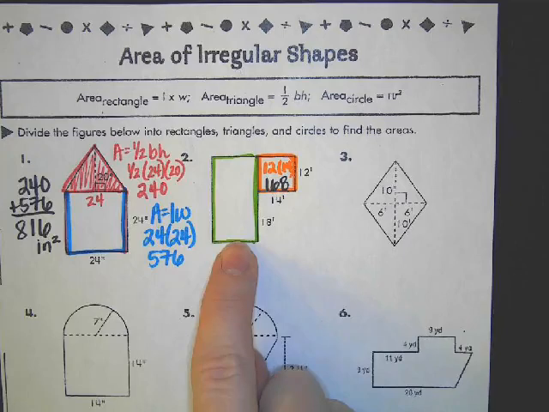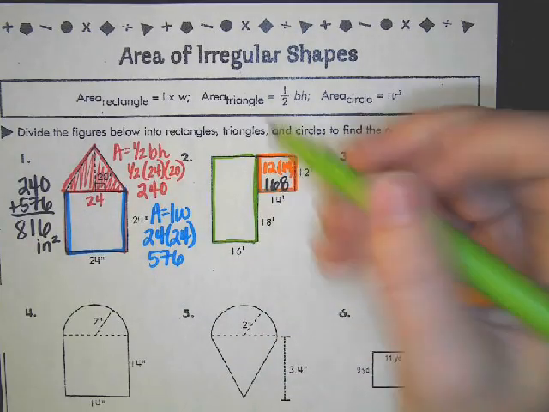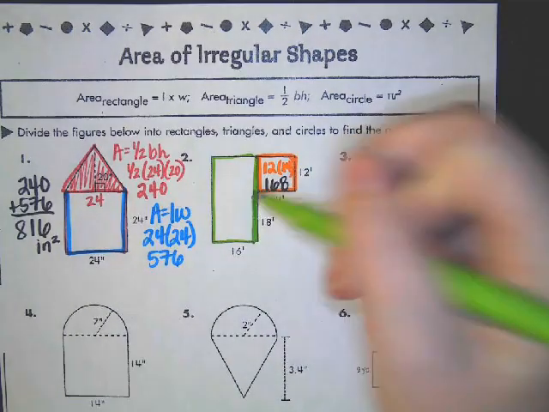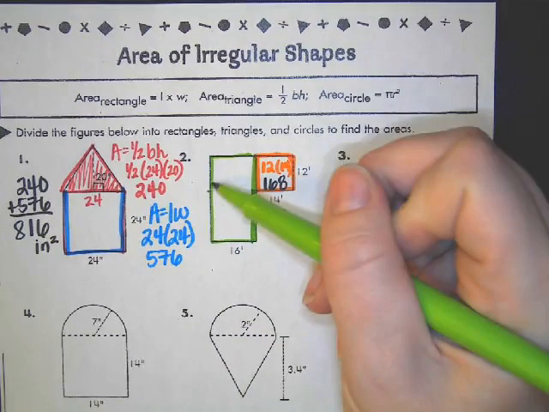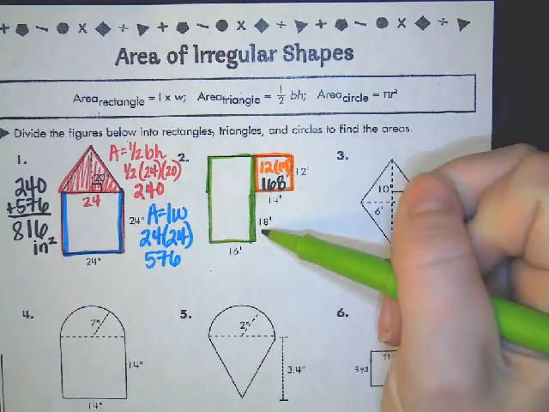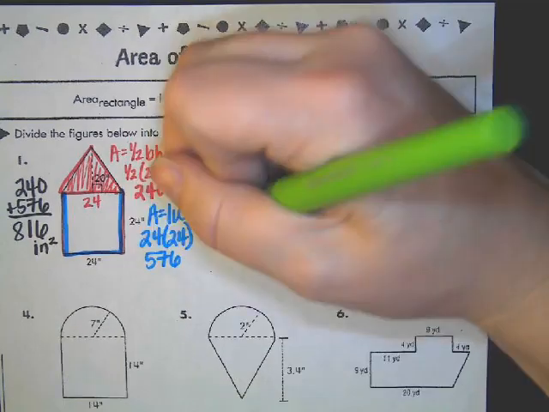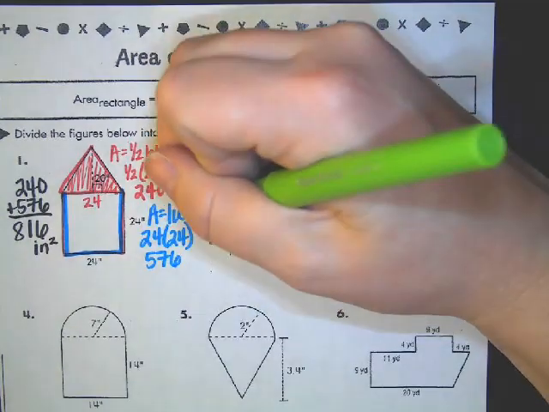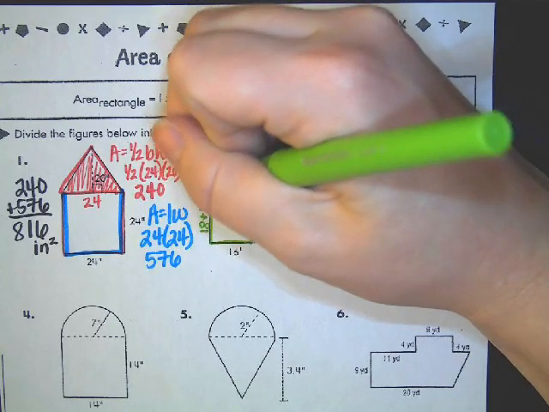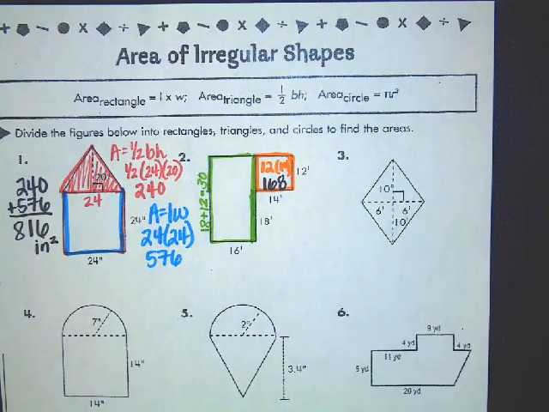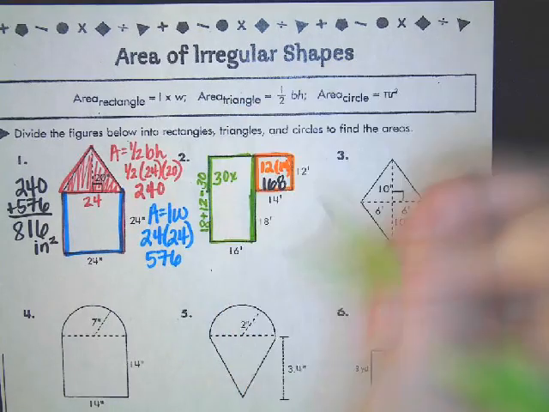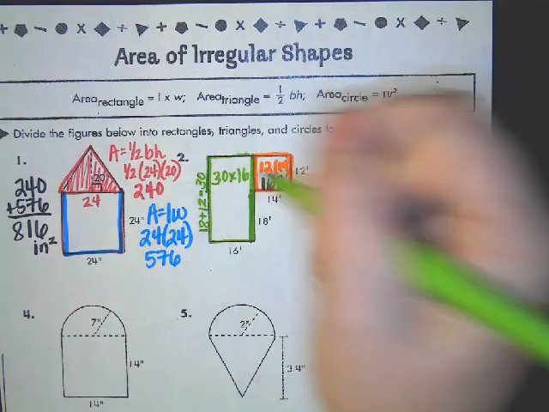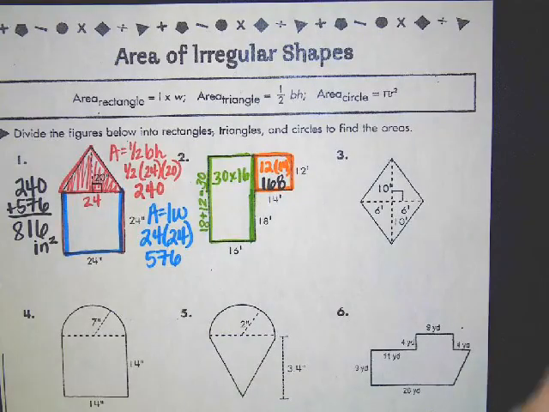Looking at this second rectangle, I notice that it says up to this point right here, the value is 18. But I need to include this top value as well. So I'm going to do 18 plus 12 to get the side value of 30. Now, to solve for this part of the rectangle, I'm going to say 30 times the base 16.